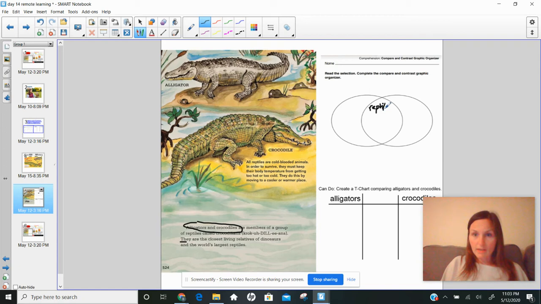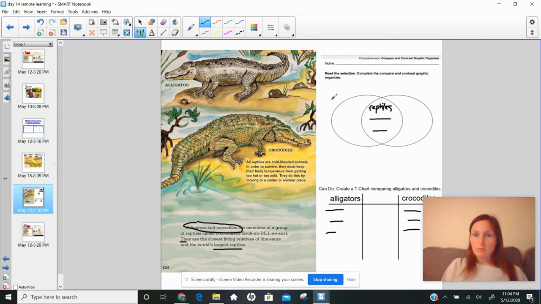I can say that they are both crocodilians. If I wanted to write that, I could write crocodilians. I could also say that they are the world's largest reptiles. That's something I could write here as well. And if I was going to fill this out in a T-chart, I would write it for each of them. I could say that it is a reptile, and for crocodiles, I'd write reptile. It's the largest reptile, and I would write largest. I could say crocodilian on this side and crocodilian on this side. Okay, so this is one way to do it.